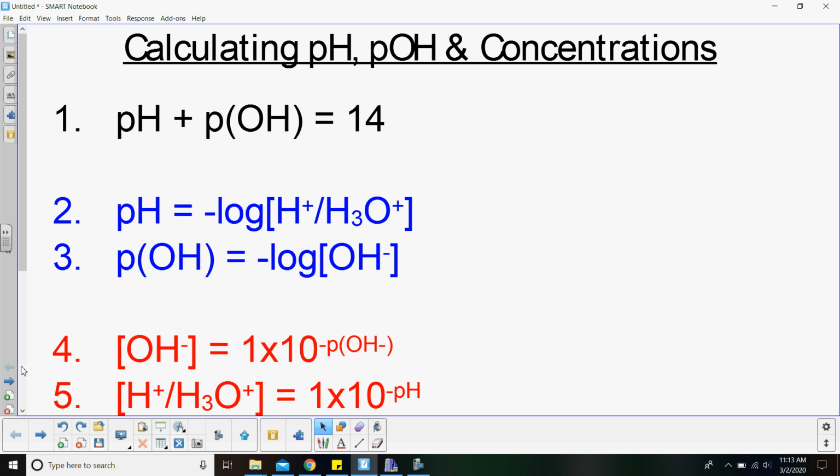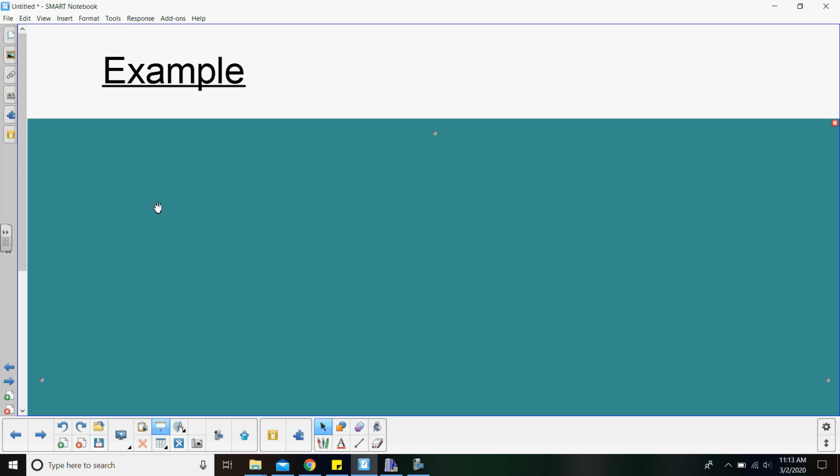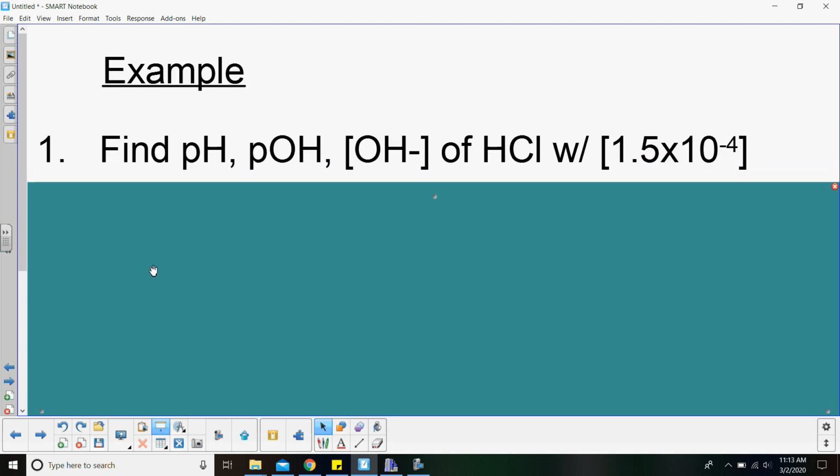So let's do a first example here. We're starting off with: find pH, pOH, and then find the concentration of the hydroxide, OH minus, of an HCl. Now the big thing right here, ladies and gents, is right away we know this is an acid. It's because it's an H. So this is starting off as an acid, and its concentration is 1.5 times 10 to the negative fourth. So we've got to find the other 3 values.